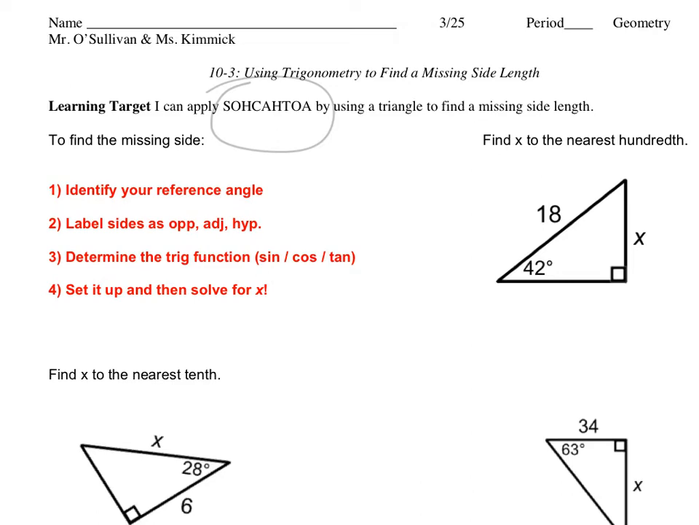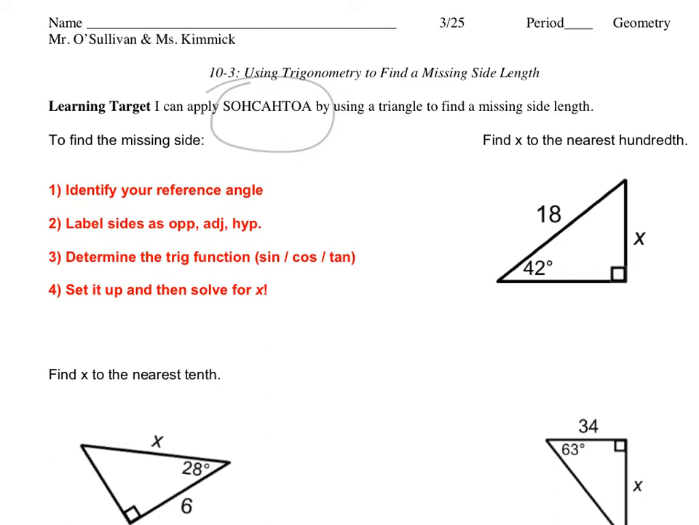The way to find a missing side length of a right triangle is actually quite straightforward. Typically we would use the Pythagorean theorem, but if you look at the images, we have only one side length given to us. So we have an 18, a 6, and a 34, and then we have x. We don't have any other information. So this is when trigonometry plays a role. You use trig when you can't use the Pythagorean theorem.